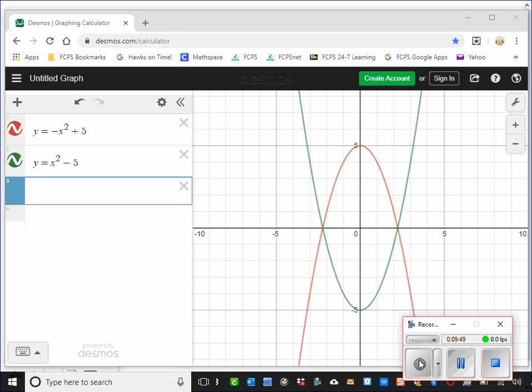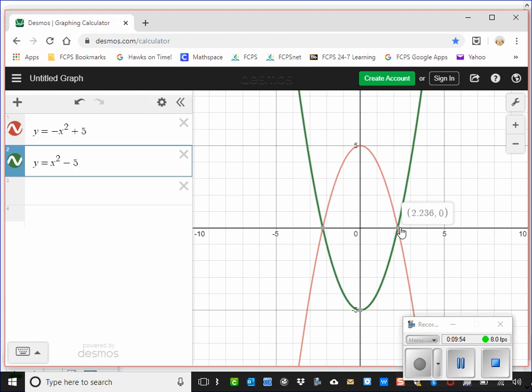All right, so you can see I've put these in here, and I go on my graph here, click on this intersection, and it comes up 2.236 and negative 2.236. So I'm going to graph that, and remember my answer is about 2.2.